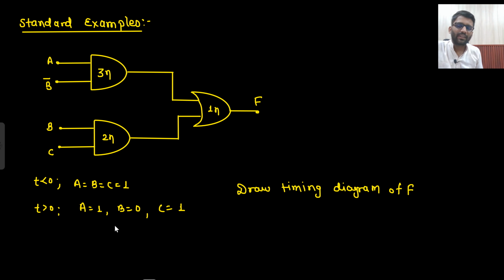So this is a question you can say. For t less than 0, a was 1, b was 1 and c was 1. For t greater than 0, a is 1 only, c is 1 only, but b has become 0. You need to draw the timing diagram of f. This we have already studied. Delays are mentioned: 3 nanosecond, 2 nanosecond, 1 nanosecond. Without seeing the solution, draw it on your own.